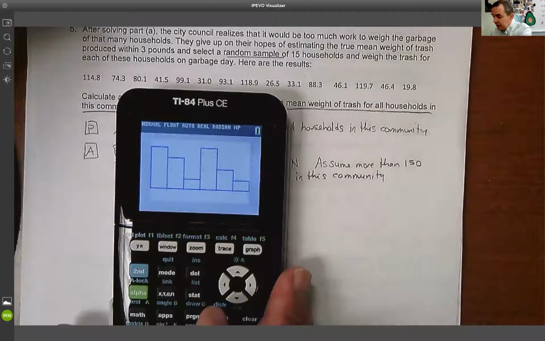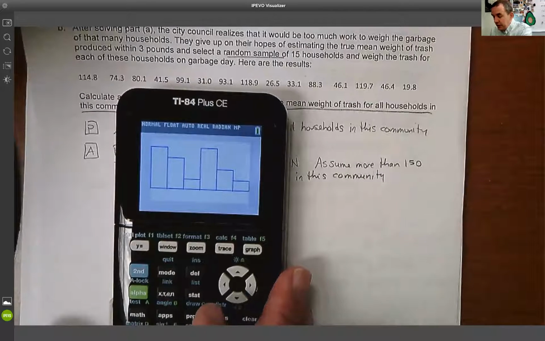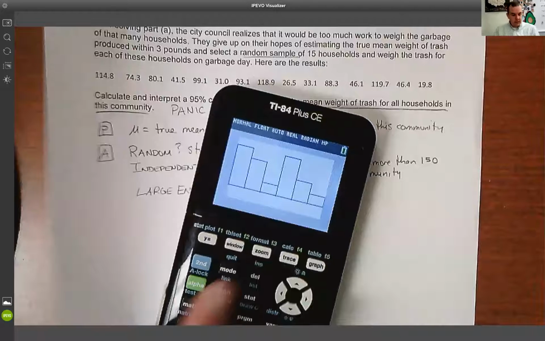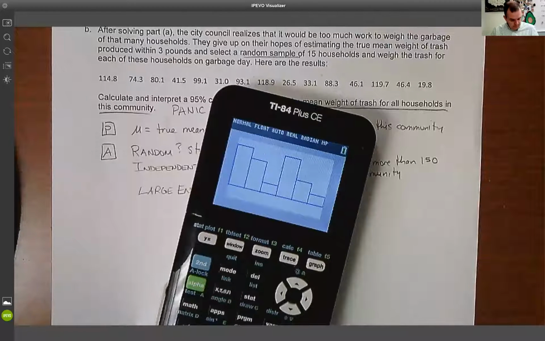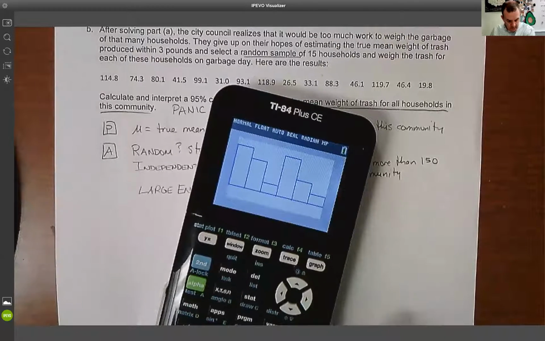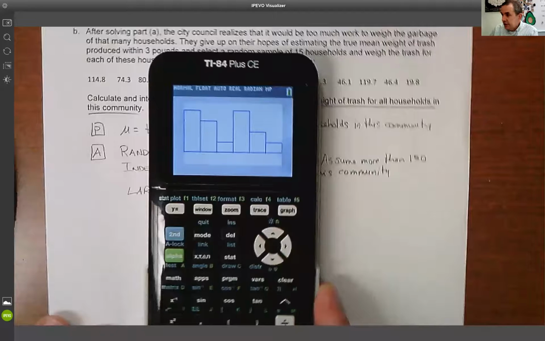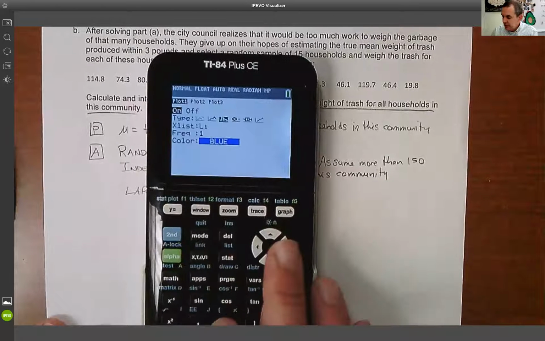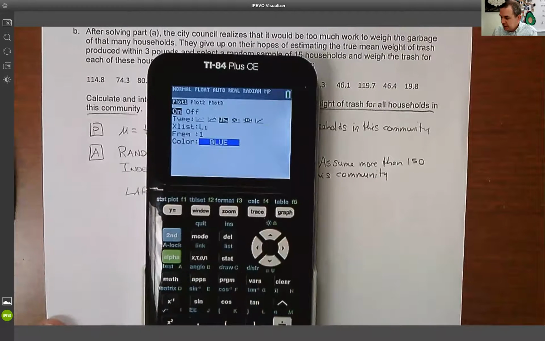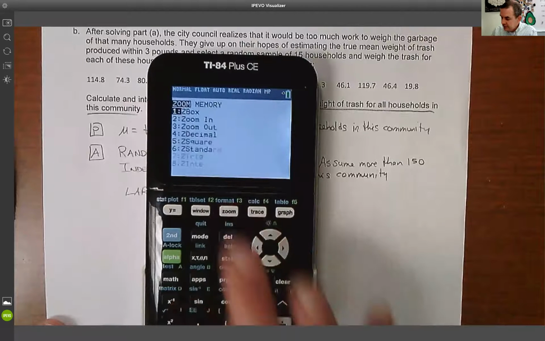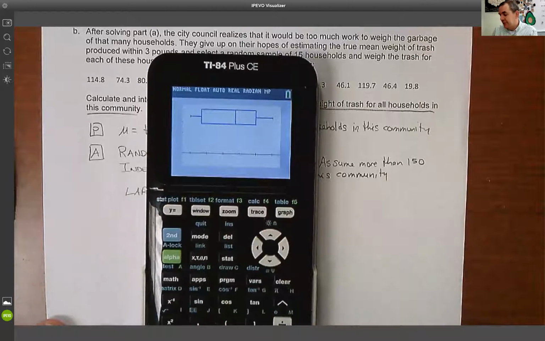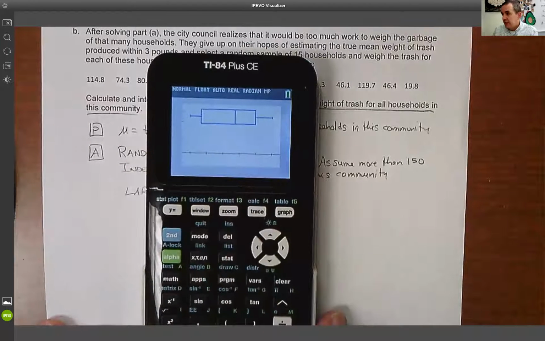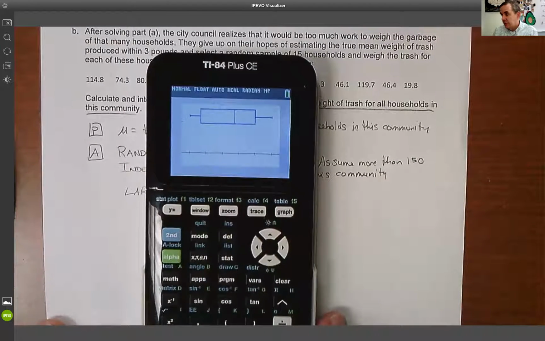But in this case, let me just check one thing real quick. I can look at this one way. There's another way to look at it. We'll go ahead and do second y equals, and we'll look at the box plot. So I'll do box plot with outliers, and I'll do zoom 9. And again, if I look at this, first of all, I can tell you there's definitely no outliers. And then looking at this box plot, I don't see a whole lot of strong skew to that one.